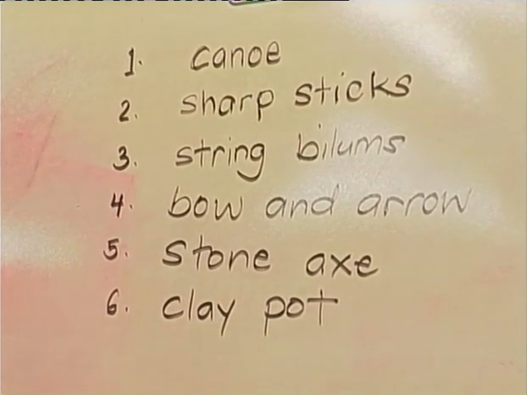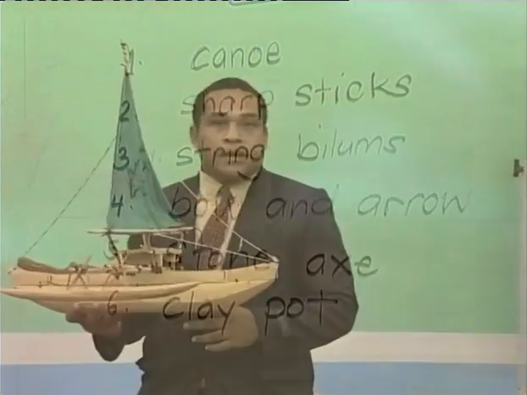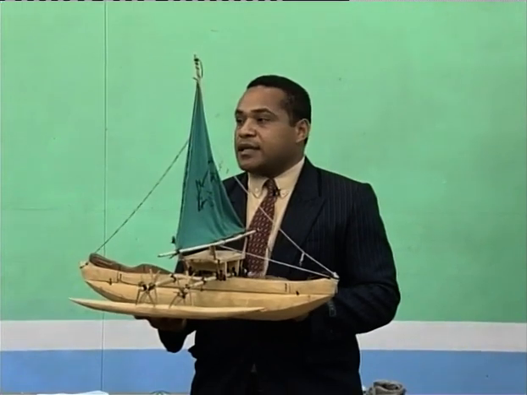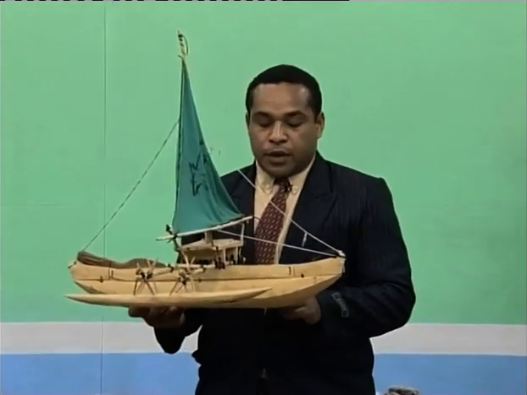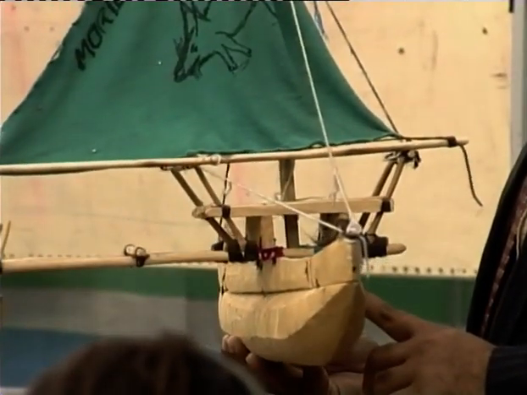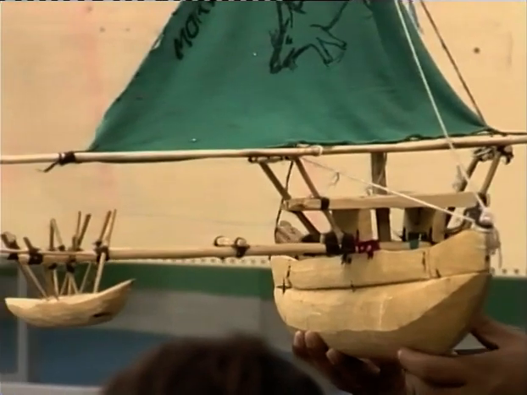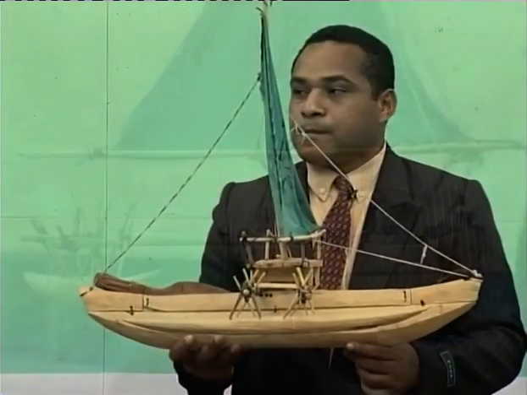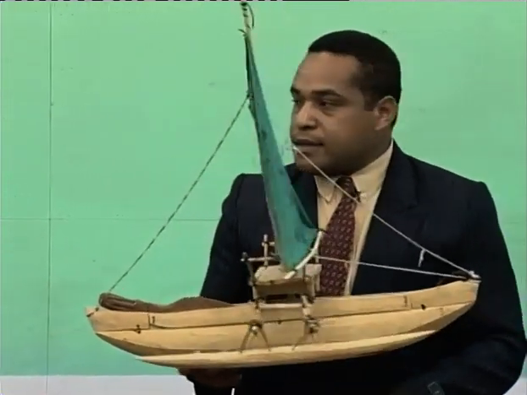Okay, here I have an example of a traditional machine. This is a canoe with the sail. It was made by receiving students in East Sepik. So this is an example of a traditional machine. All right, let's move on.